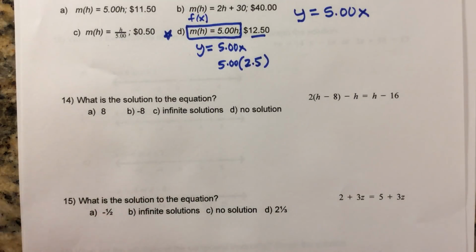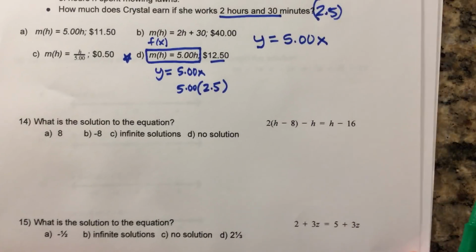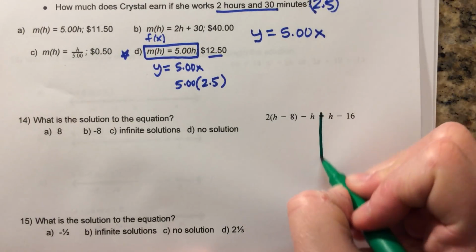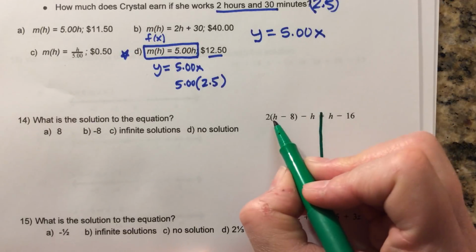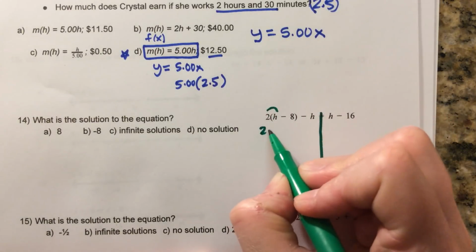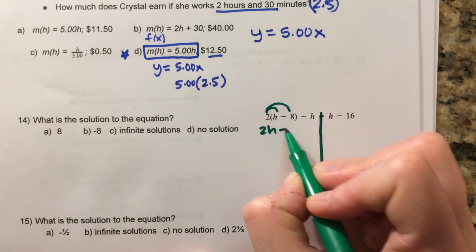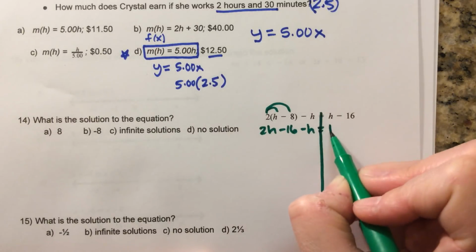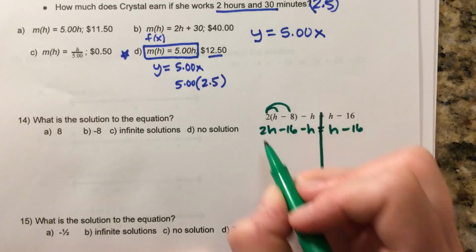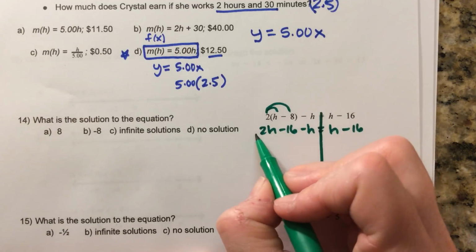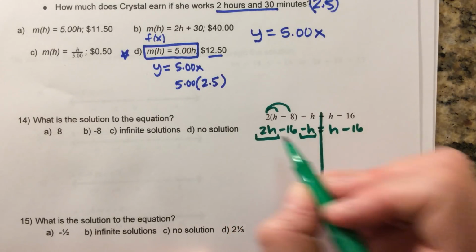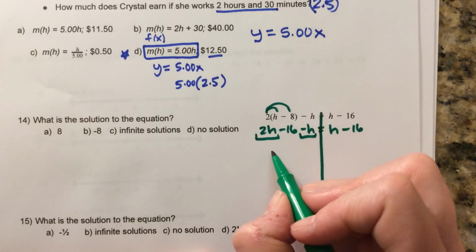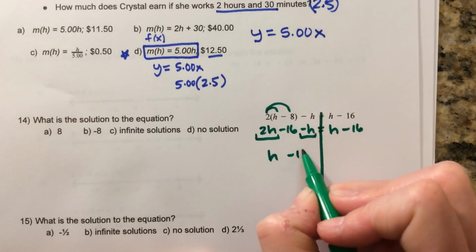On number 14, it says, what is the solution of the equation? So I'm going to solve the equation over here. Looks like we have the distributive property, 2 times h, 2 times negative 8. Looks like I have to bring down minus h here. Then I have h minus 16 on this side. So over here on the left, I can take 2h minus an h, 2 h's minus h, that's 1h minus 16.